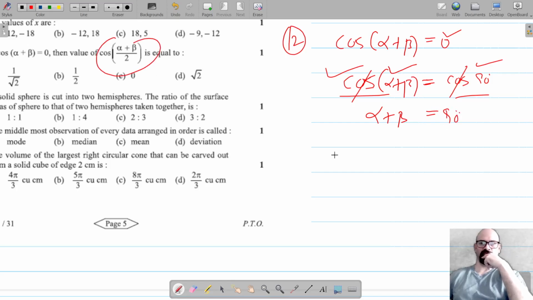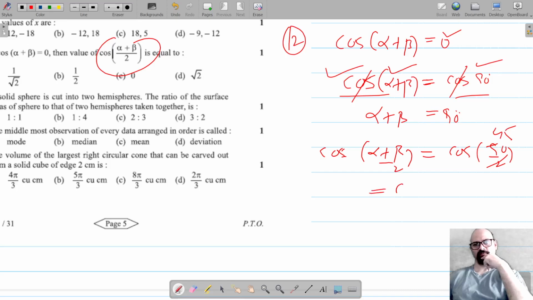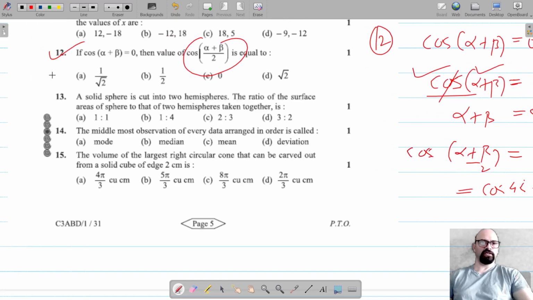Now we have to find the value of cos of alpha plus beta by 2. So cos of alpha plus beta by 2 is cos of 90 by 2, which is 45. So cos 45 is, we know, 1 by root 2. So A is the correct option.